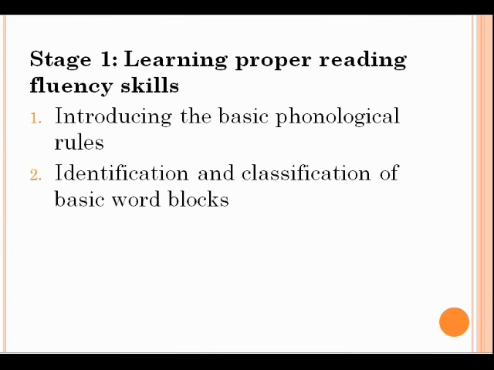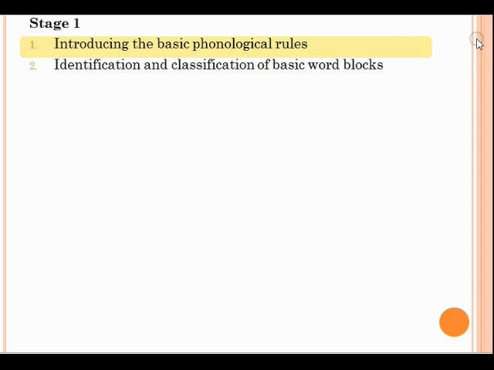So returning to stage 1, which focuses on founding proper reading skills, it's divided into 2 processes. The first explains the proper pronunciation of Arabic words. The second is how to identify them, the word blocks, and also how to classify them, knowing their types. So the first process, once again, instructs on the silent letters.